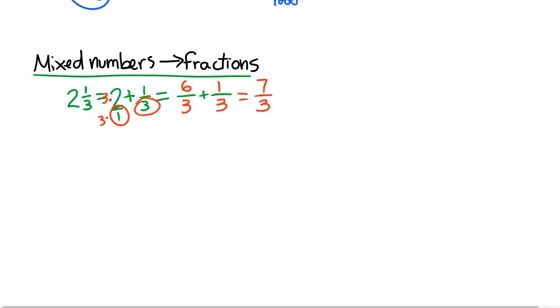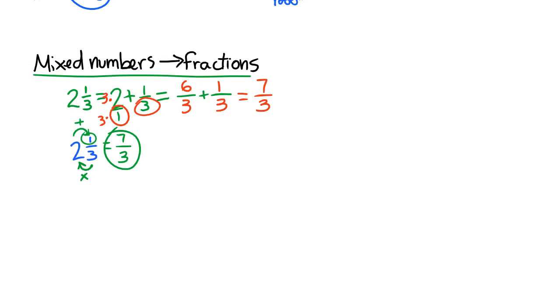Now you may have heard people talk about the shortcut when it comes to this. Here's our shortcut. We are basically saying that 3 times 2, we're finding out the value of this in terms of thirds, is 6. And then we add what's here in the fraction. So it would look like 3 times 2 is 6, plus 1 is 7, divided by whatever your denominator is here in the fraction. So that's the shortcut. Let's take a quick look at another one really quickly.